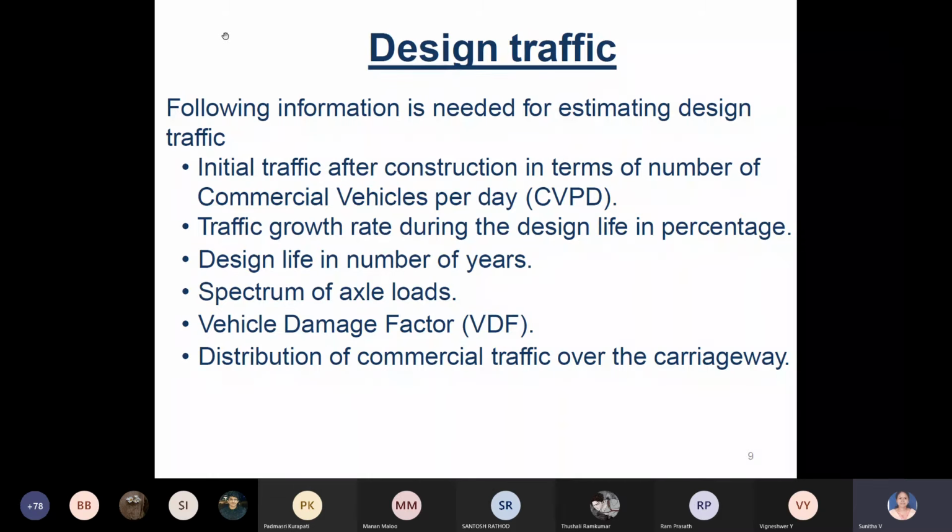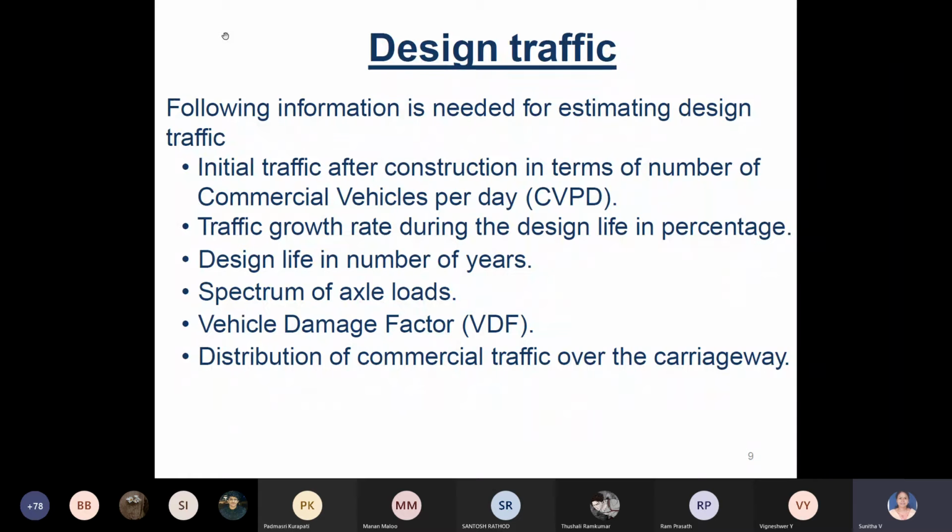So the design life, 10 or 15 years, has to be specified. Then the spectrum of axle loads: how many single axle with single wheel, single axle with dual wheels, double axle, that is tandem, tridem axle. That should be found out. Vehicle damage factor, I'll explain. Then the distribution of commercial traffic over the carriageway.